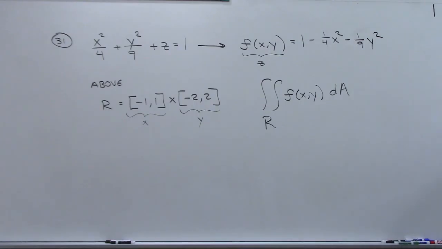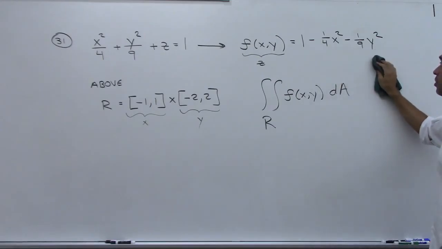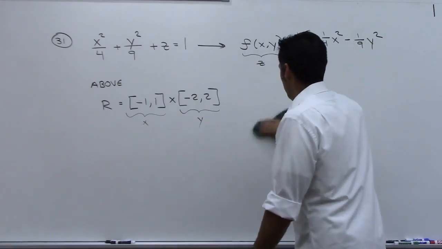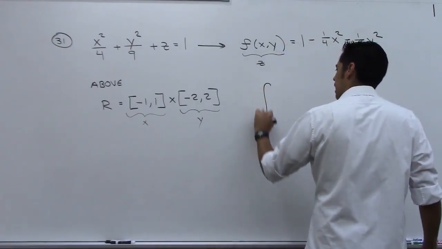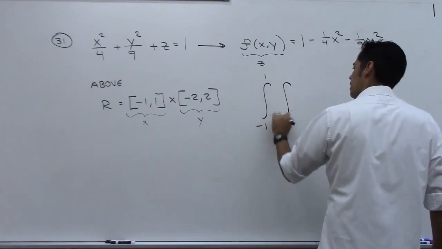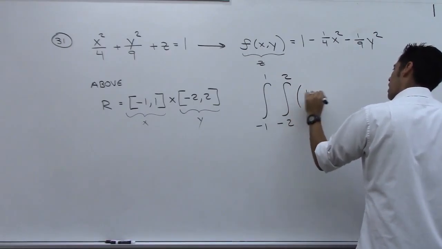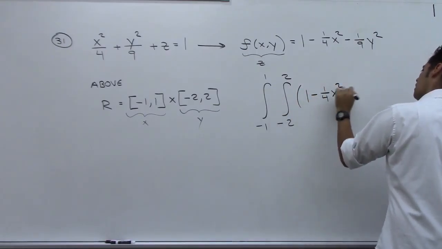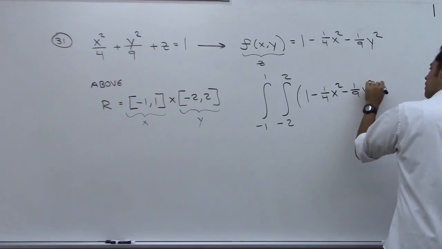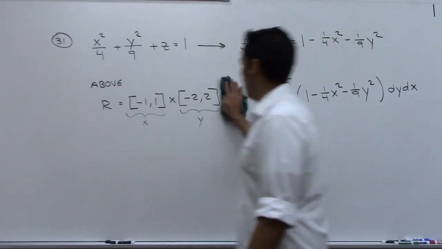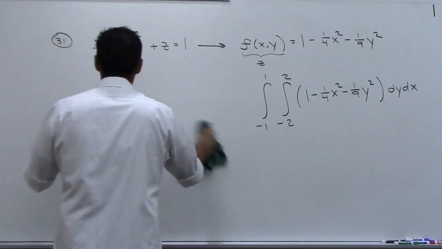There we go. Order of integration really isn't going to make a difference here because this is a well-defined function. Integrating with respect to x or y, they're both pretty easy. So I'm going to put my x's on the outside, -1 to 1, -2 to 2. I've got 1 minus 1/4 x squared minus 1/9 y squared. I'm going to go with respect to y, then with respect to x. So let's integrate that with respect to y.